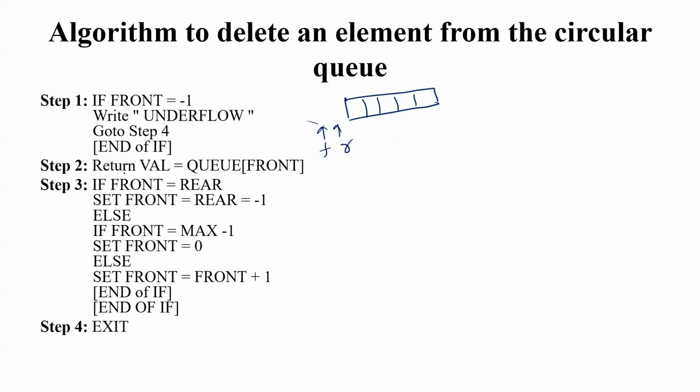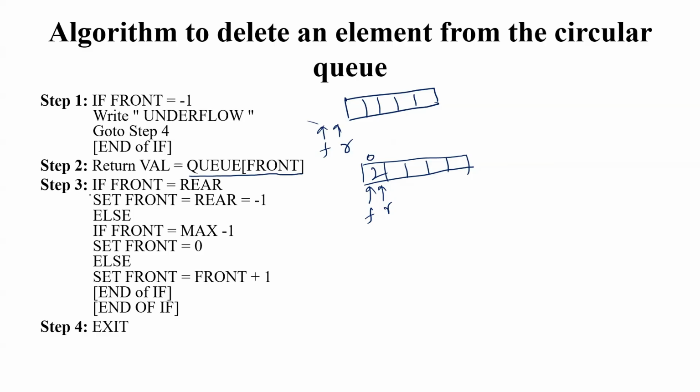Step number 2, we are returning the value. When we return the value, basically we want to print the value that we want to delete. So let's suppose we have a scenario here like this, and we have some element. One element we have, you know that the front value and rear value will be on 0 when you have only one value. So if you want to return the value, you will first return the value Q of 0. Here Q of 0 is 2, and 2 will be your deleted value.